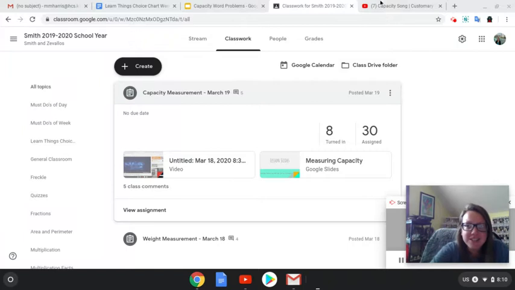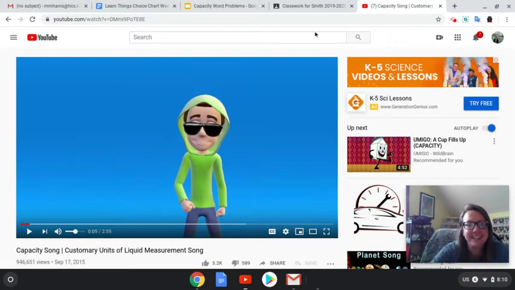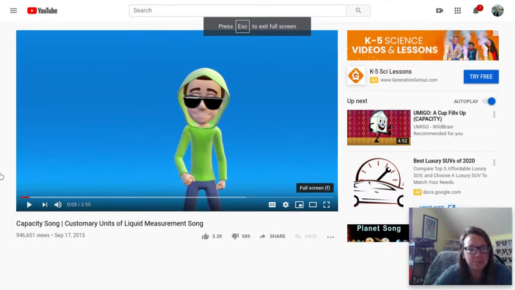So let's go ahead and start for today. We're first going to be reviewing capacity. What is capacity? We measured what? How much a liquid can hold, how much a container, it's actually how much liquid a container can hold. So let's start.